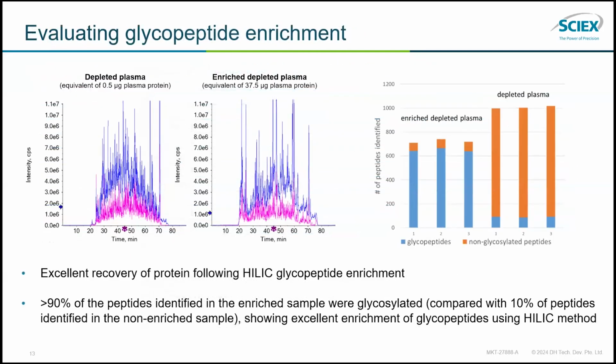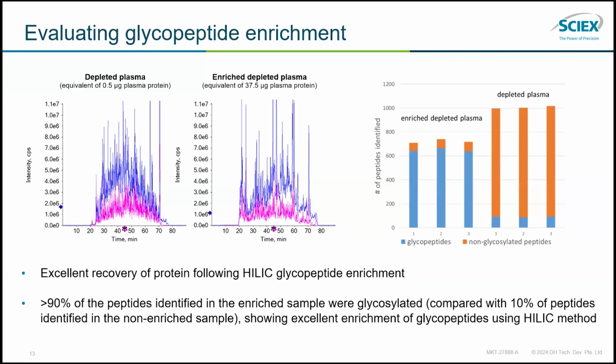So here's just an example of the TIC from the TOF and the TIC from the EAD MS/MS experiment, right? In this first test, we wanted to see if our enrichment actually worked, right? So this is a comparison of just the depleted plasma, the equivalent of half a microgram. And then here, in order to maintain approximately the same intensity, we had to take a lot more, right? This was the equivalent of 37.5 microgram of plasma protein.